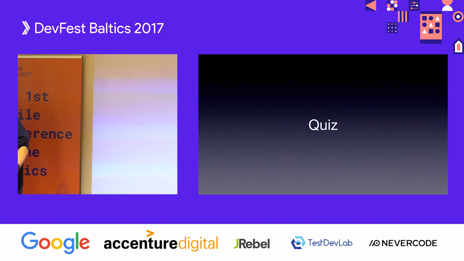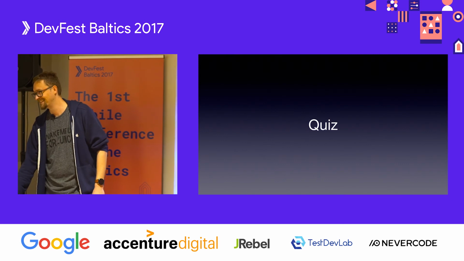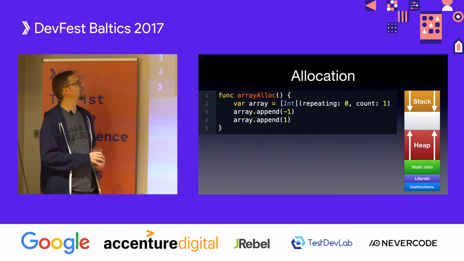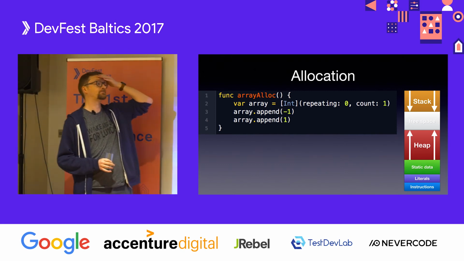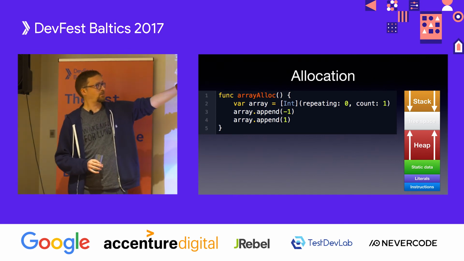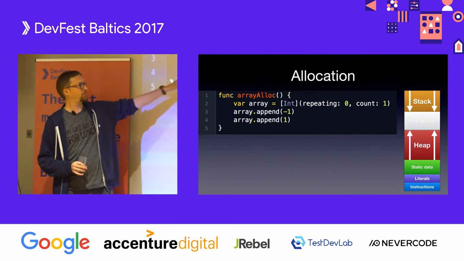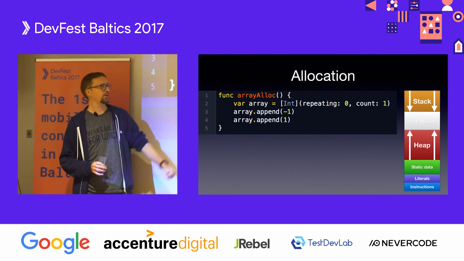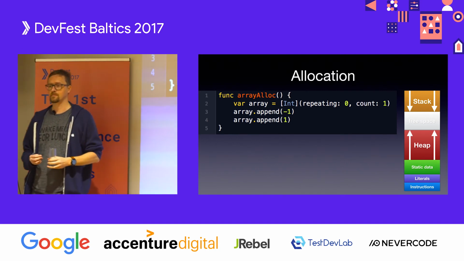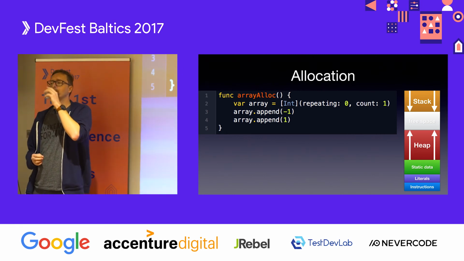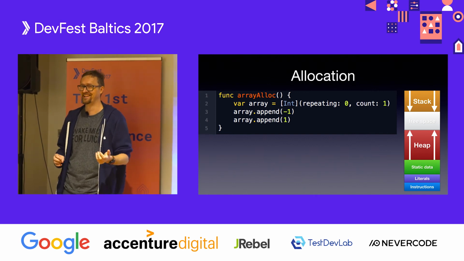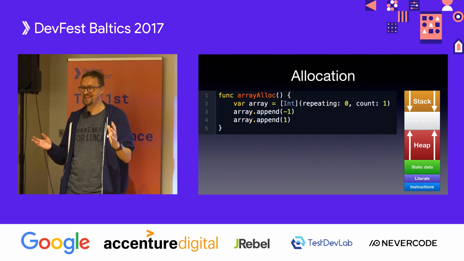Okay, there's a quiz, like 3 questions. We have an array with one element, 0, and I append -1 and append 1. So the question is where the array will be allocated, on the stack or on the heap. There are only two choices, so just guess, you have a 50% chance.